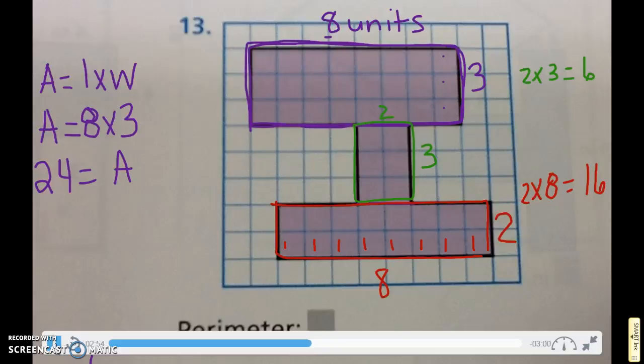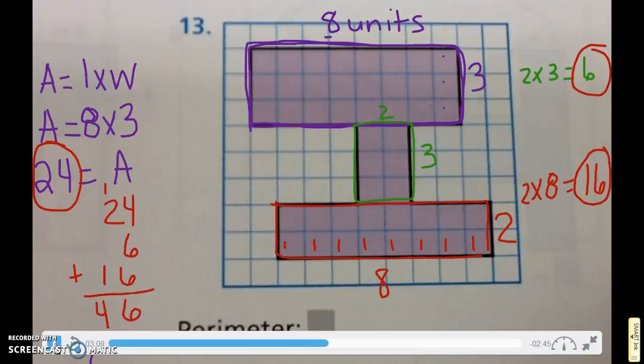Now to find the area, I have to add all of the areas that I found: 24, 6, and 16. I have to add that together to find the area of the entire figure. When I add that together, I see that the area is 46. Remember, I have to write it as square yards. That's how we find the area.